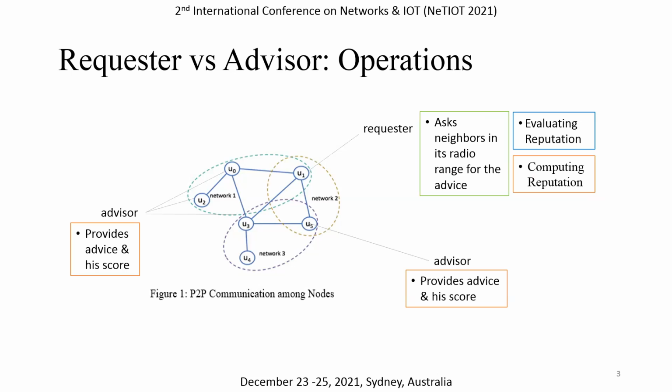Okay, this is the figure about the P2P communication among the nodes. For example, you can see in this picture, U1, that means user 1, is a requester. That means the user wants to ask something. And the other nodes, for example, U0 and U2, etc., are the advisors. They give the recommendation. And of course, their answers should correspond with a score. That means the reputation score.